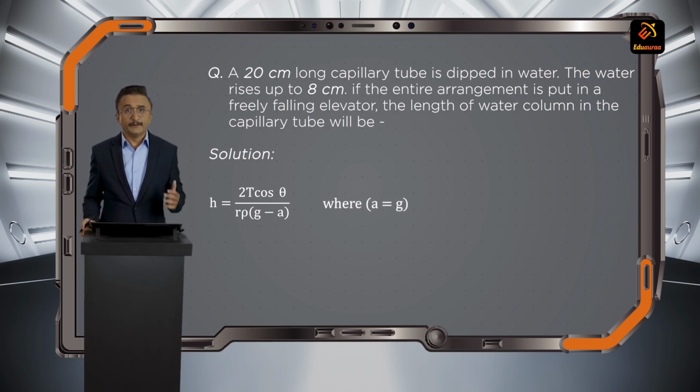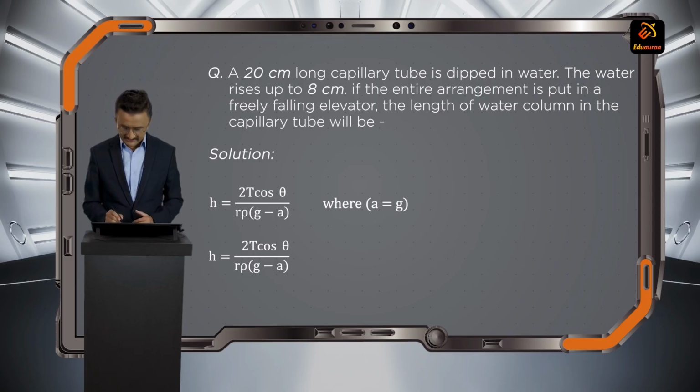But as it is the case of free fall, the elevator is moving in the downward direction, and the acceleration is the same as the acceleration due to gravity. So h is equal to 2T cos theta upon r rho into g minus g. So it becomes 0. Any number upon 0 is equal to infinity. So h is equal to infinity. So according to this, the water must come out of the tube, but it is not going to happen.